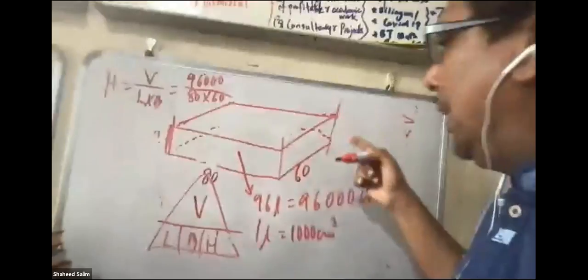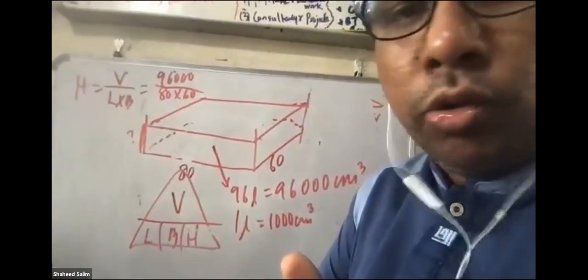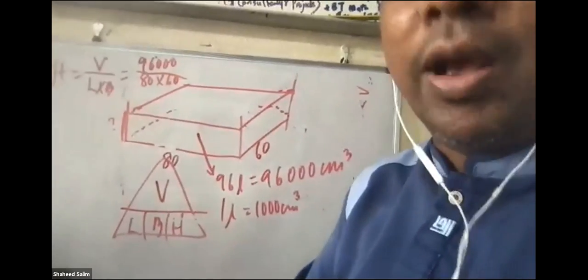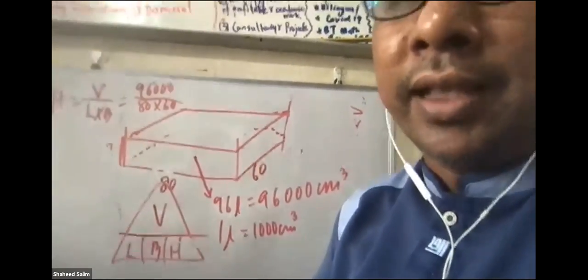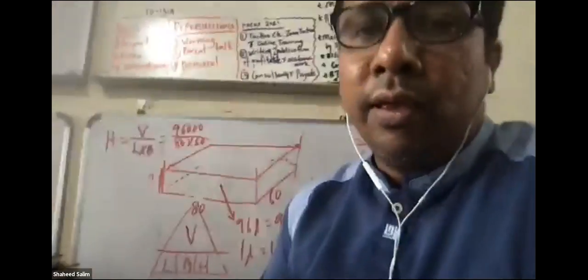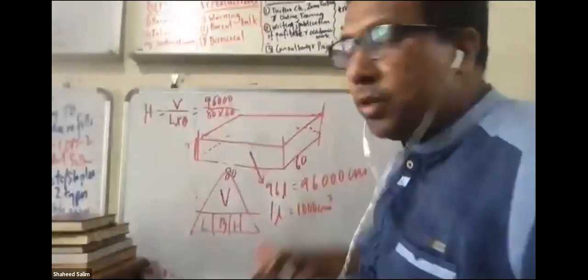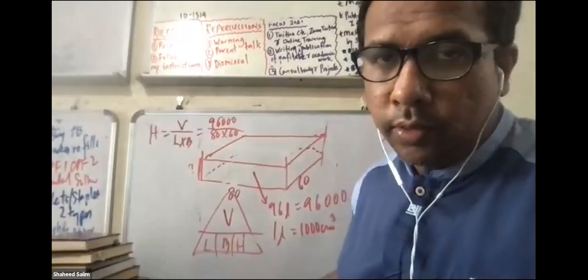See what about the 50? Sometimes they give you information you don't need to use. Sometimes you learn things in school you don't need to use in life. You ask your parents, how many percent of the things they learn in school they use in life? In fact, many of the things they learn in school they even forget. So the 50 cm, you don't need to use.